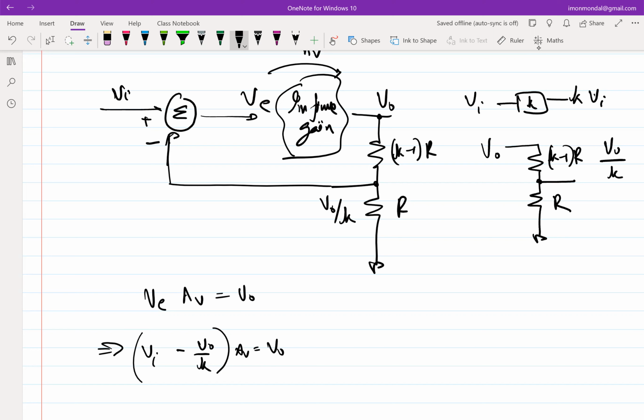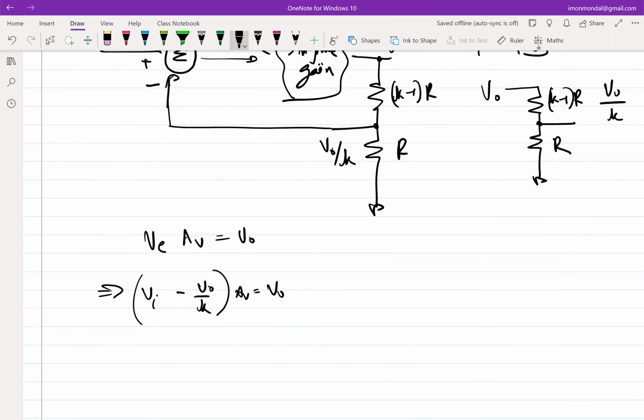Kind of, yes. So if the error, so it's actually the other way around, right? So give me 2 minutes, it will make sense. So this means what? This means Vi equal to V naught (1 plus AV) over K.